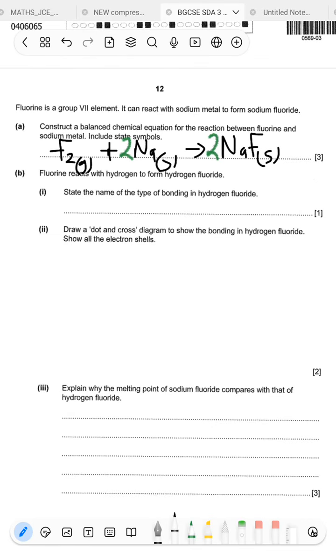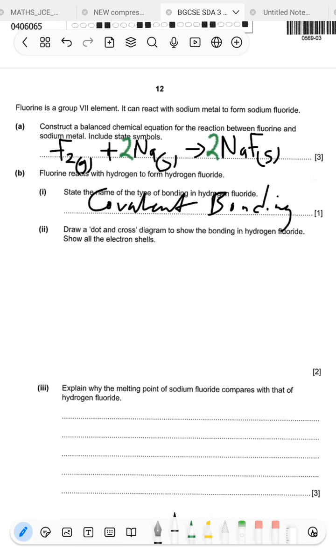Fluorine reacts with hydrogen to form hydrogen fluoride, HF. State the name of the type of bonding in hydrogen fluoride. Remember, we have 3 types of bonding: ionic bonding, covalent bonding, and metallic bonding. So here, what we have is going to be covalent bonding, because in this scenario hydrogen is behaving like a non-metal.